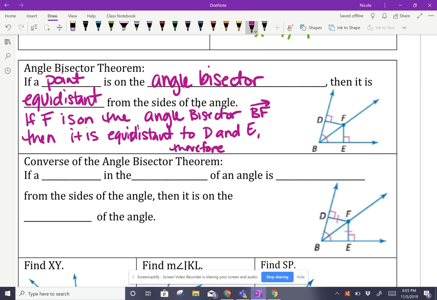Therefore, DF is going to be congruent, in fact, to FE. So I know these two guys. And the nice thing is also it creates a perpendicular. It's great how that works. And if you also notice, of course, since it is an angle bisector, our two angles down here are going to be congruent. So DBF and FBE are congruent to each other.